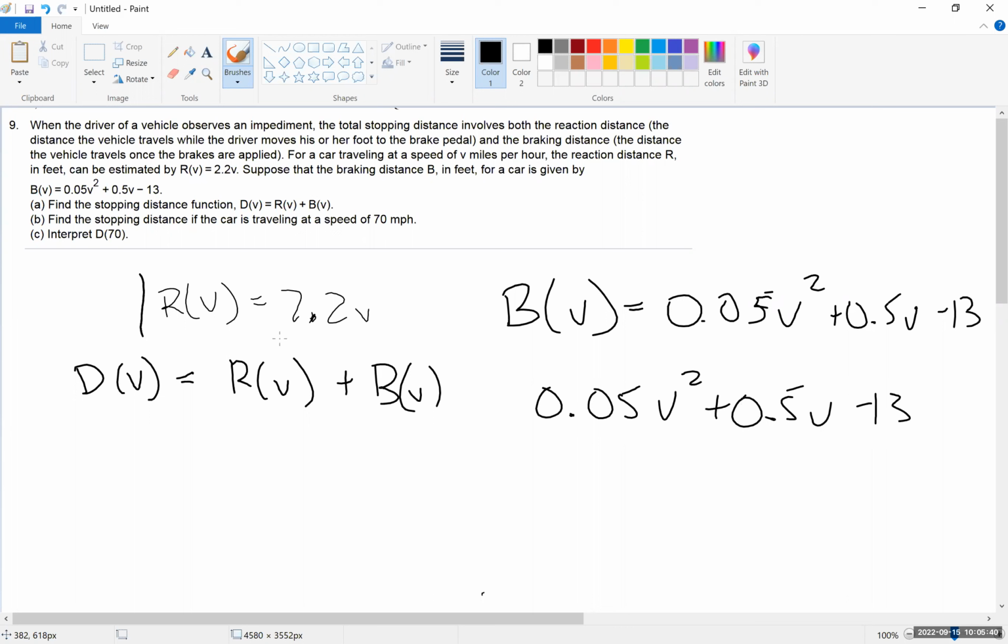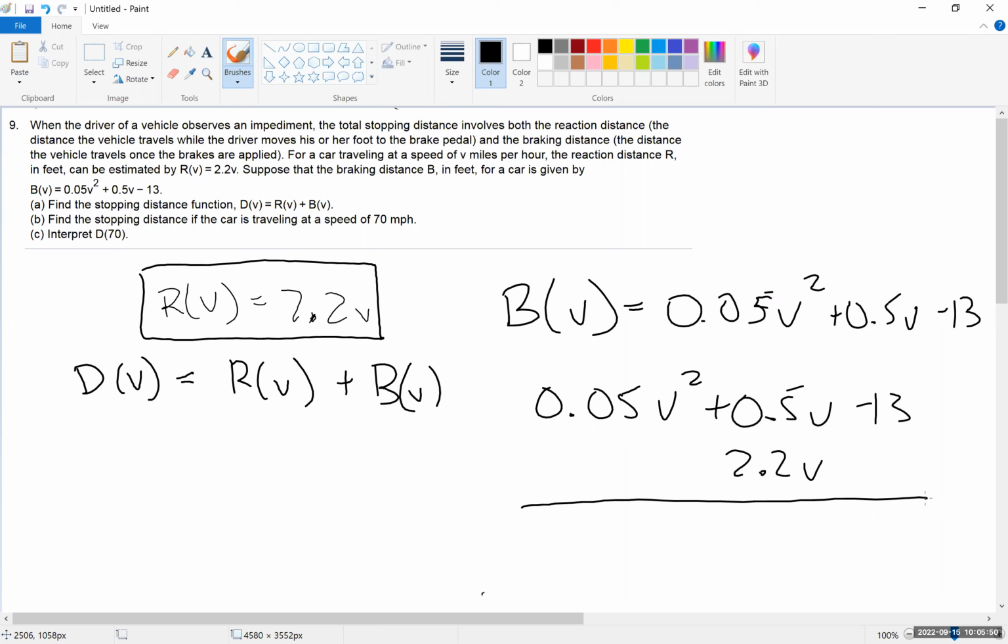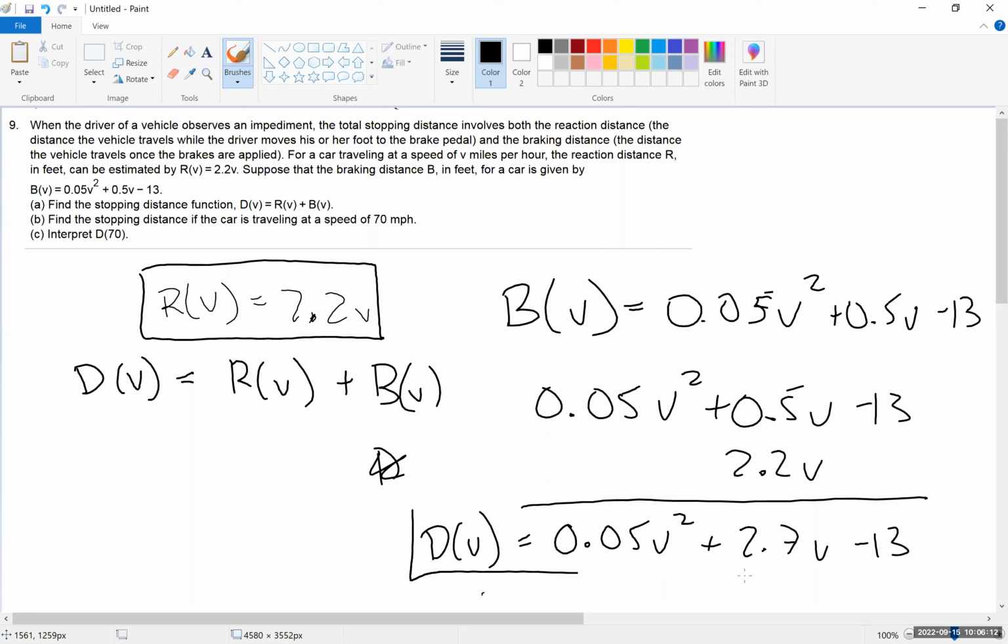And then when you add it to R(v), you want to make sure to line up the like terms. So put the 2.2v with the v. When you're adding like terms, all the v's go together, all the v squareds go together. So this is going to be D(v). It's going to be 0.05v squared plus, then you add these two, 2.7v minus the 13. Okay, minus the 13.